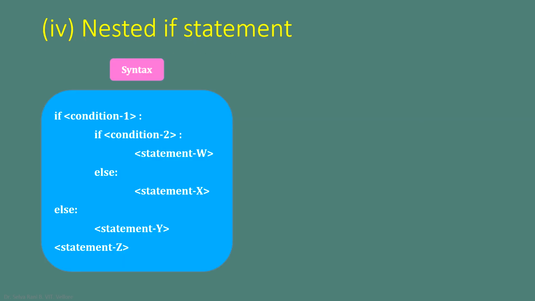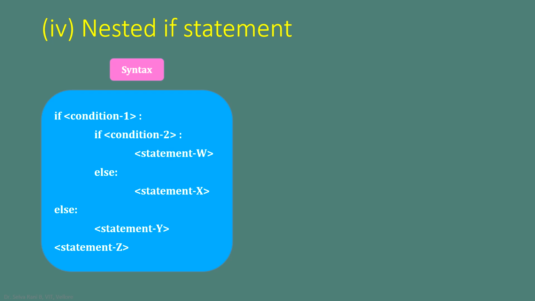Let's see the syntax of the nested if statement. We have if followed by condition 1, and condition 1 may yield either true or false as result. If the condition is true and we want to check another condition, that can be given inside this if statement. So if condition 2, we are checking the nested if. If condition 2 is true, we are executing statement W. If condition 2 is false, we are executing statement X.